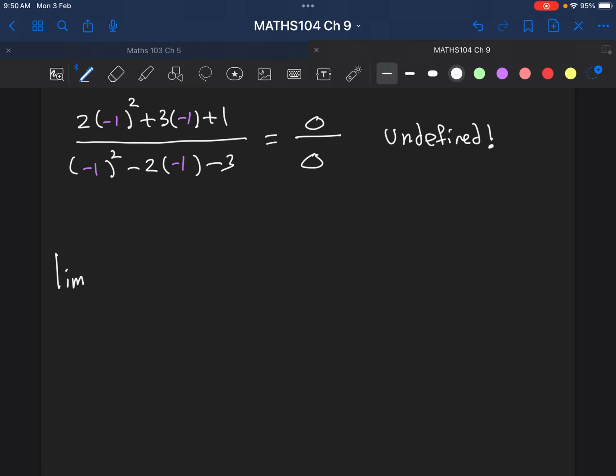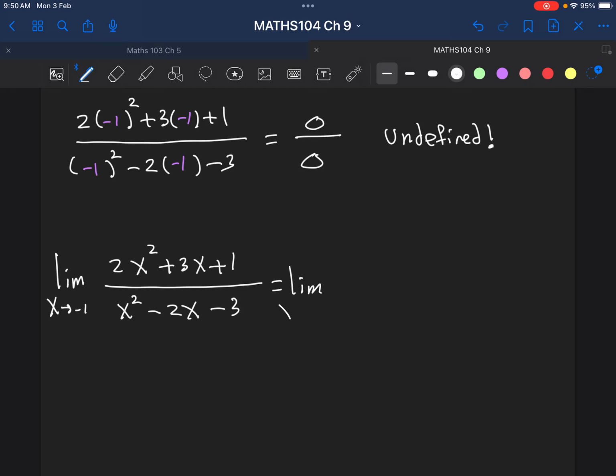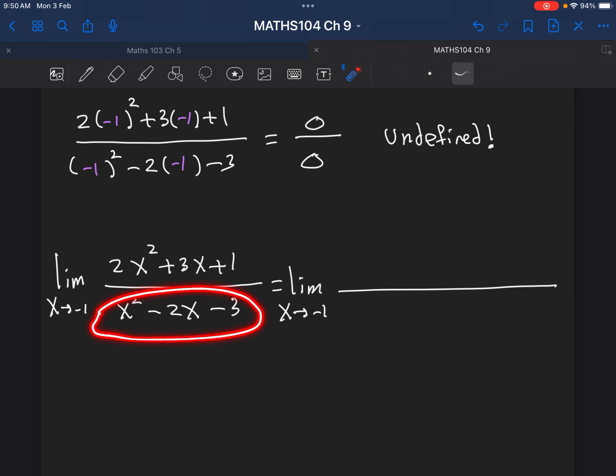And I need you here to focus with me because this is very important. So we have here 2x squared plus 3x plus 1, and here we have x squared minus 2x minus 3, and now we need to factor both the numerator and the denominator. How will we do it? Let me start with the denominator first, and I need your attention, please.